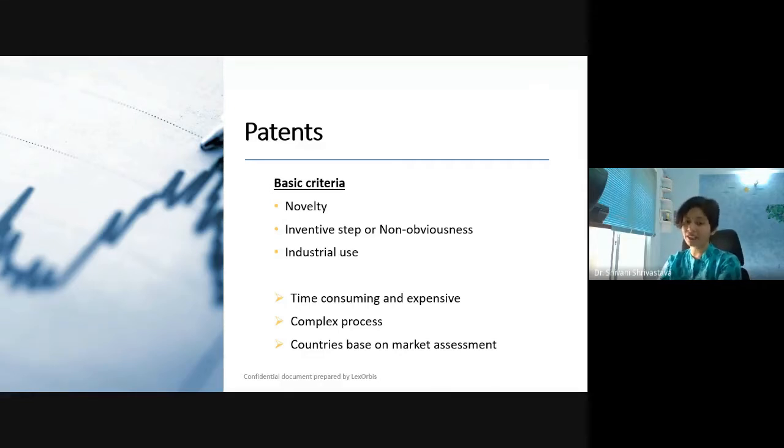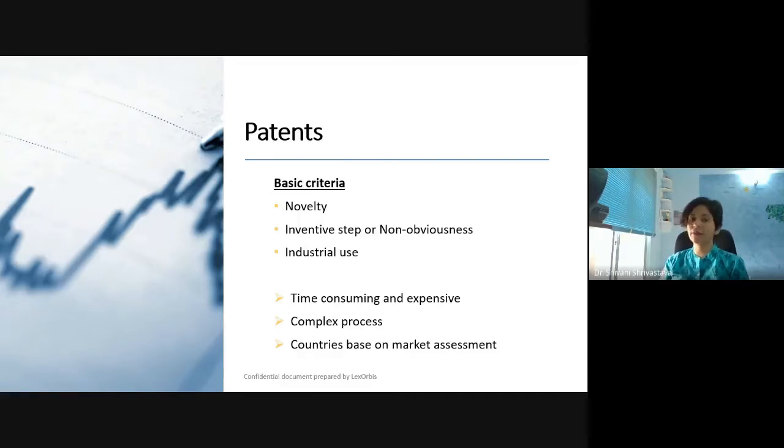The other criterion is the inventive step. As per law, the invention should have at least one inventive step. That means it should not be obvious to other people who are working in the same technology. We should have done something which is not known in the prior art and which is not obvious to people with a similar skill set. The third criterion is industrial use. All inventions applicable for a patent should have the ability to be used in an industry.